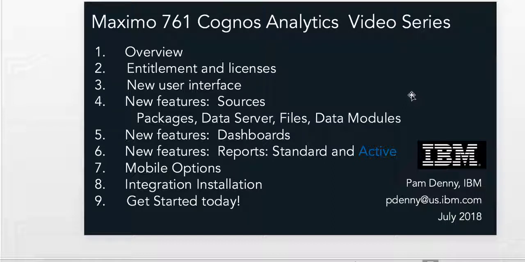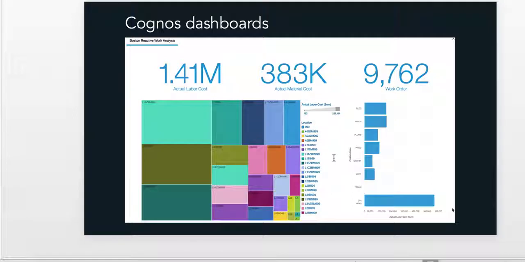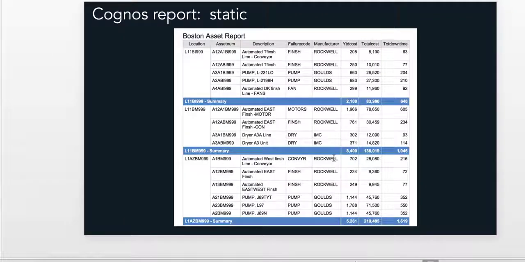And today we're going to continue our Maximo 761 Cognos Analytics video series and talk about active reports. One of the many things I love about Cognos Analytics is the number of different ways it provides us to display and analyze Maximo data. In our previous video recordings, I showed you how you can quickly create Cognos dashboards. I also showed how you can create reports, or what we call static reports.